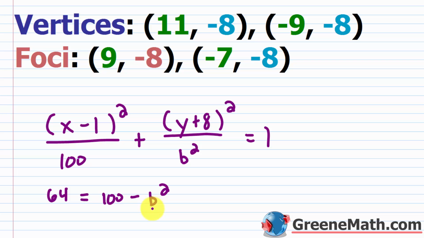And you can easily see that this is going to be 36, right? So if you subtract 100 away from each side, you'd have negative 36 is equal to negative b squared. Divide both sides by negative 1, and you'd have b squared equals 36. We don't need b, we just need b squared. So this is 36. And then we're done. We have our equation: the quantity x minus 1 squared over 100 plus the quantity y plus 8 squared over 36 equals 1. So we know that this is going to be a horizontal ellipse, and we know how to go through and get what's missing, which is the co-vertices. We can label everything and then sketch a nice graph.